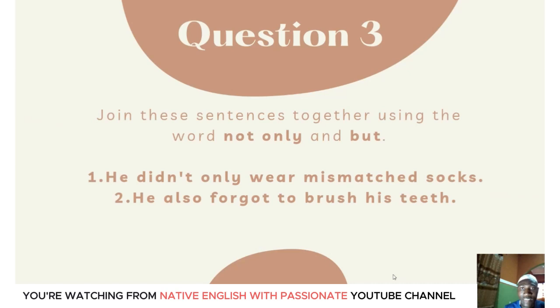Join these sentences together using the words not only and but. He didn't only wear mismatched socks. He also forgot to brush his teeth. So now, join the sentences together. This we come to conjunction, right? You all know the types of conjunctions that we have: the subordinate conjunction, the coordinate conjunction, and the correlating conjunction.